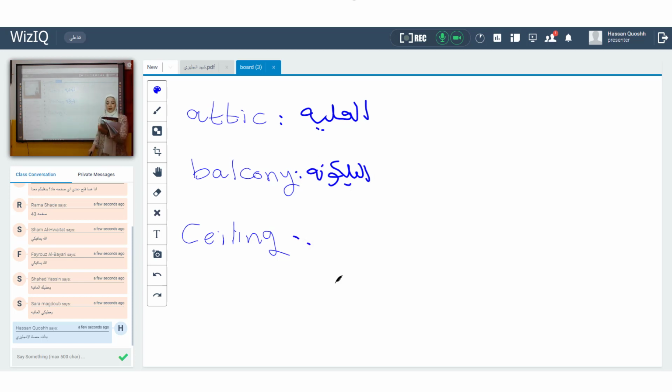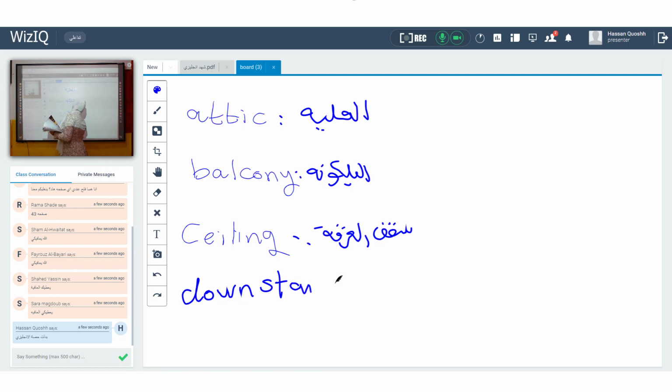Okay, what's the meaning of ceiling? Saqf al-ghurfa. Saqf al-ghurfa. Okay, other word, difficult word, downstairs. Downstairs. And we have opposite of down, upstairs, okay.